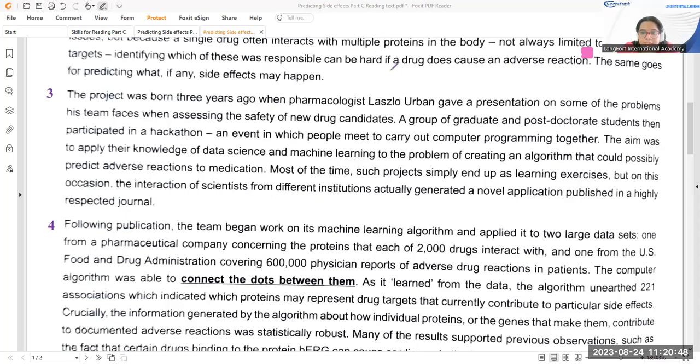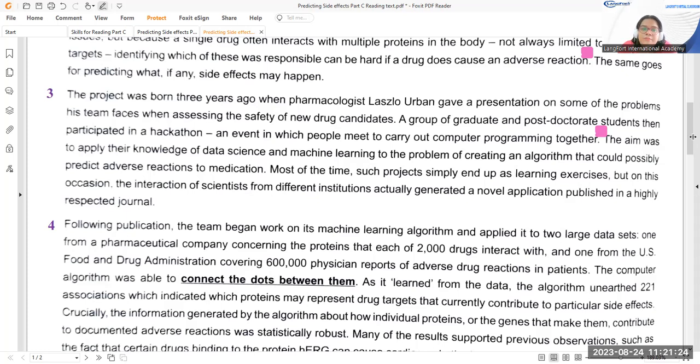Okay, Nivya, can you read the first two sentences for me, please? Okay, ma'am. The project was born 3 years ago when pharmacologist Laszlo Urban gave a presentation on some of the problems his team faces when assessing the safety of new drug candidates. A group of graduate and postdoctorate students then participated in a hackathon, an event in which people meet to carry out computer programming together.